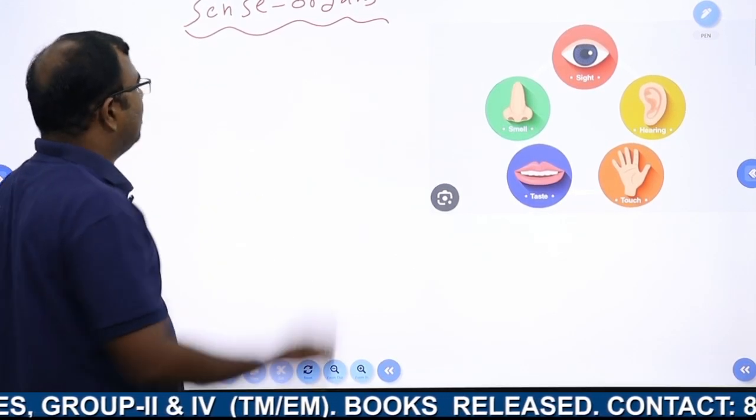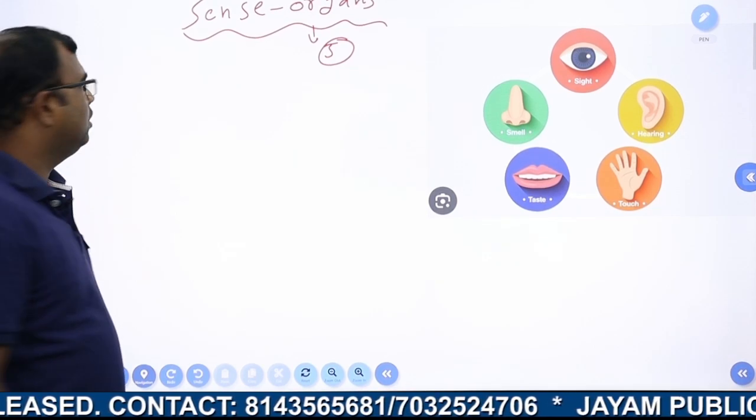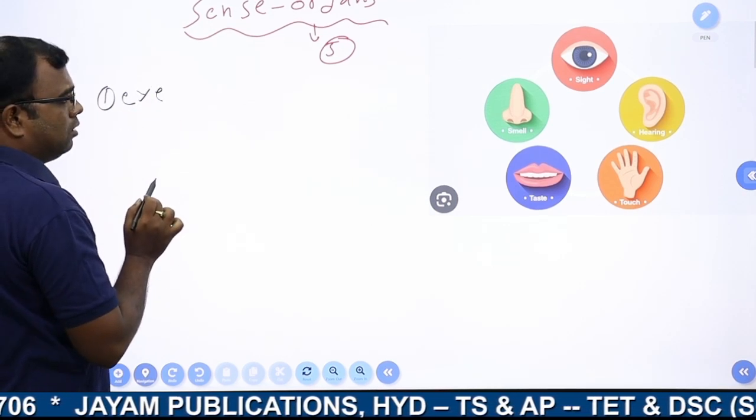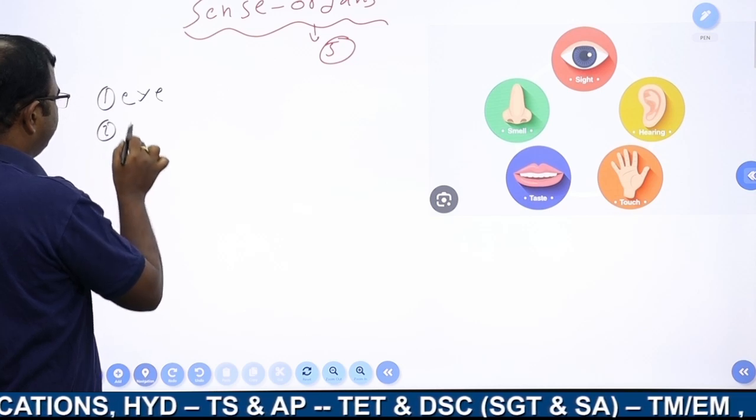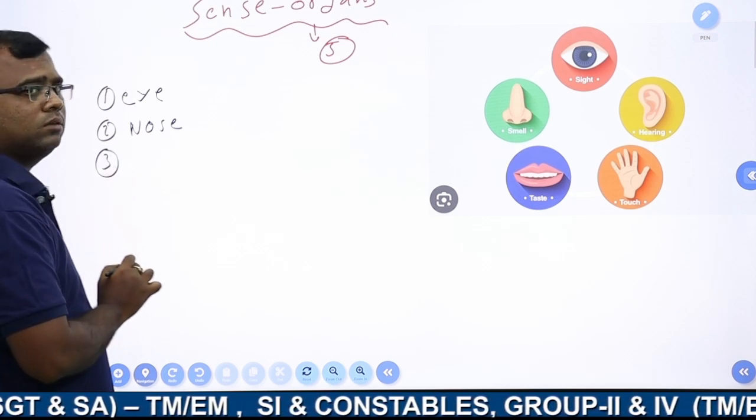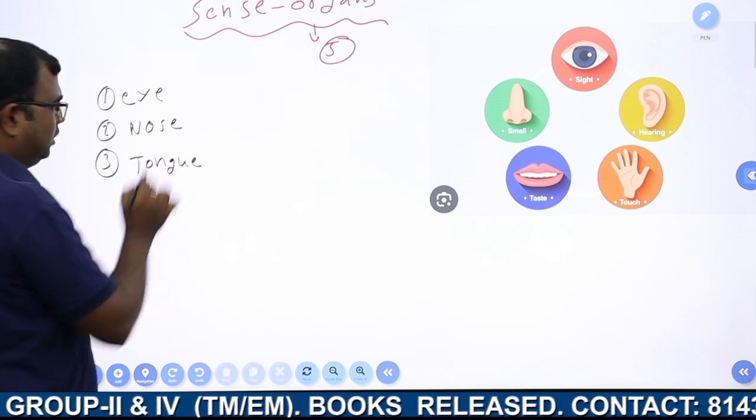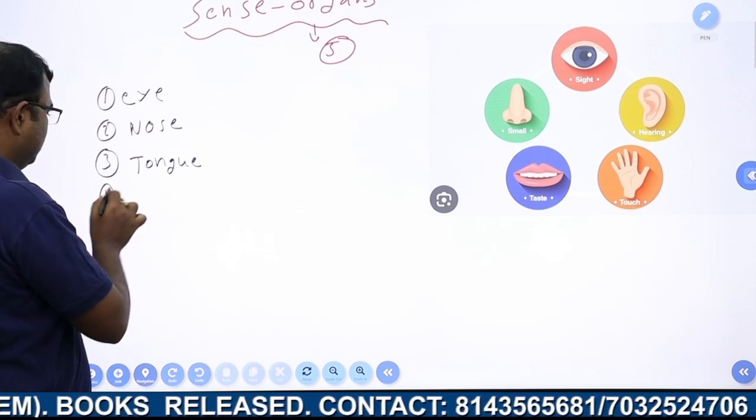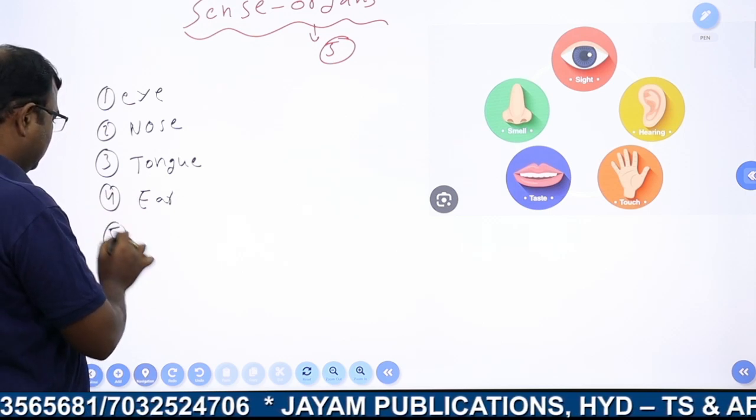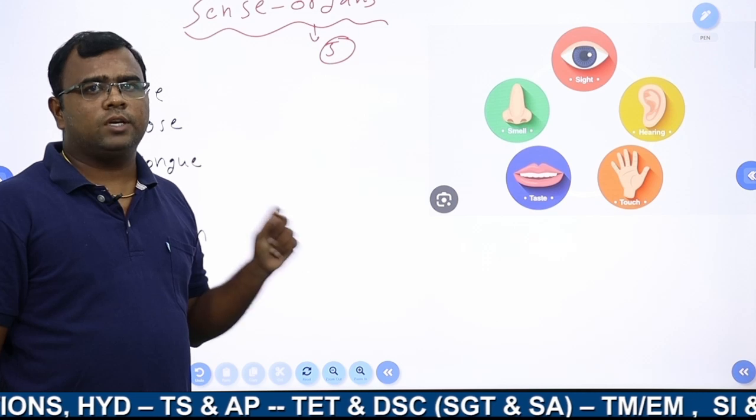The sense organs are 5 types. The first one, eye. The second one, nose. The third one, tongue. The fourth one, ear. The fifth one, skin. These are the 5 sense organs.